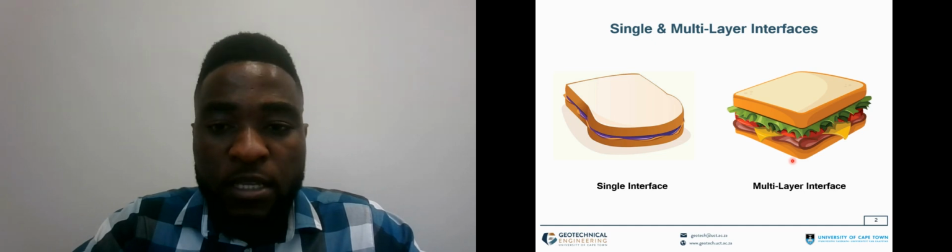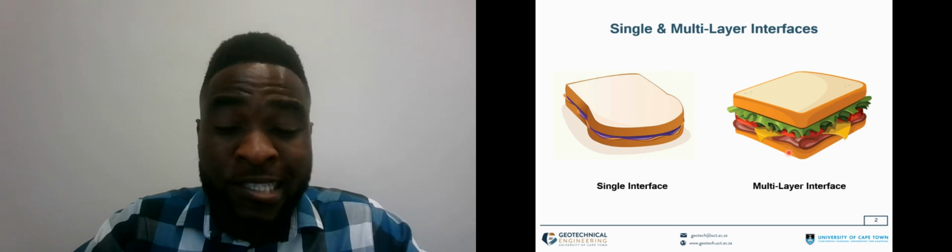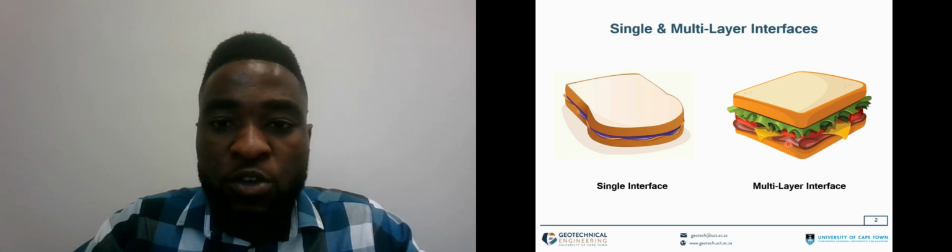Now, when it comes to landfill liner systems, they are designed to have a sandwich-like structure that consists of soils, in this case represented by the two slices of bread, and geosynthetics, in this case represented by the lettuce, cheese, and ham. As such, it is important when carrying out interface shear strength testing to consider testing the entire sandwich as one in addition to carrying out individual tests.